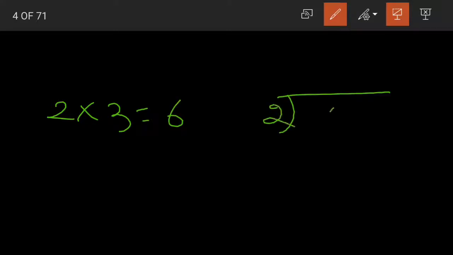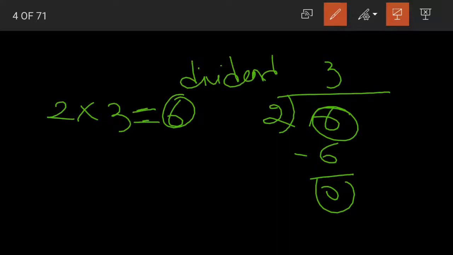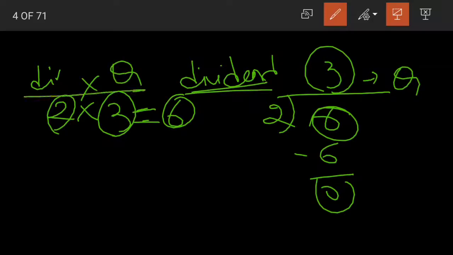And in the division of 6 by 2, 2 3s are 6. We write it like this. So what is 6 here? 6 is the dividend. So the dividend is equal to what? 2 is the divisor into 3 is the quotient. So dividend is always equal to divisor into quotient plus whatever is remainder.